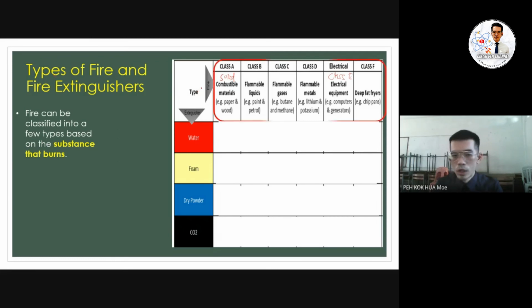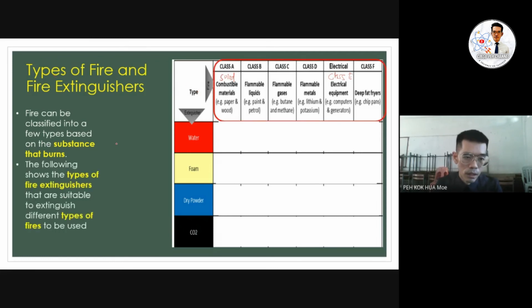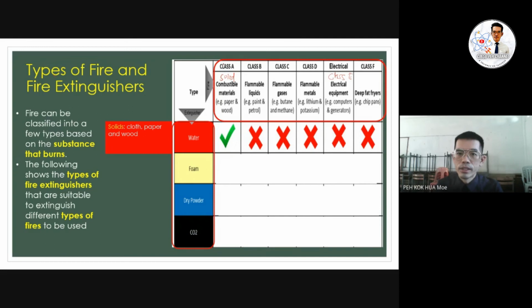So the next will be the following. The figure here shows the types of fire extinguisher which are suitable to extinguish different types of fire. First, water, as mentioned just now. Water is able to put off or extinguish the fire caused by solids. So that means it is able to put off class A fire, and the others cannot be put off by a water type of fire extinguisher.